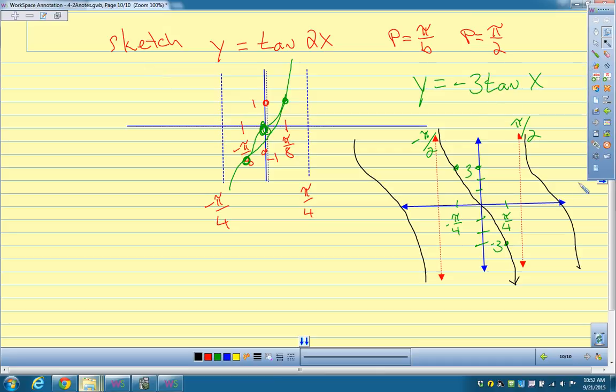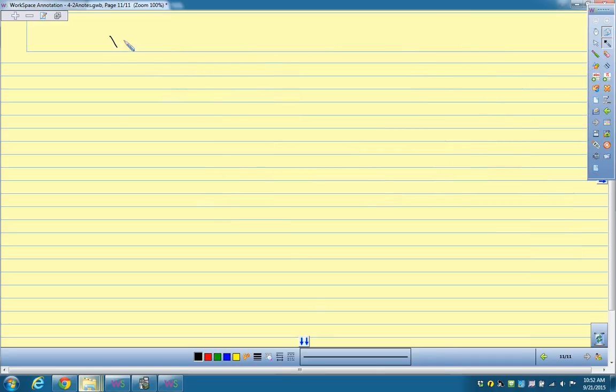So y equals cotangent of x. How would I do that on your calculator? Yeah, there's no cotangent button, so if I were doing it on your calculator, you'd have to go y equals 1 over tangent of x. I want to show you because it's kind of interesting.